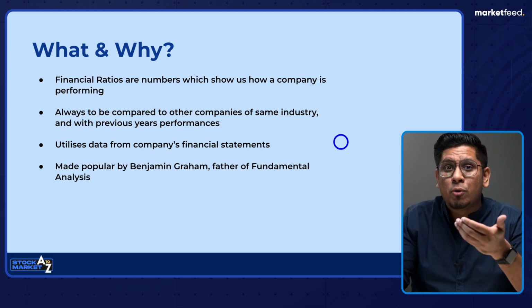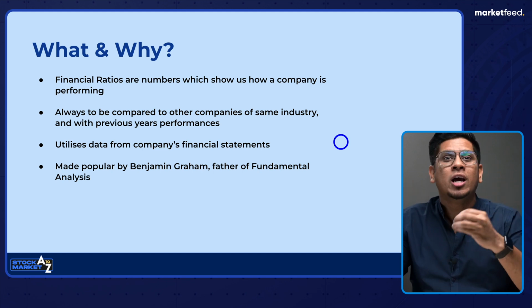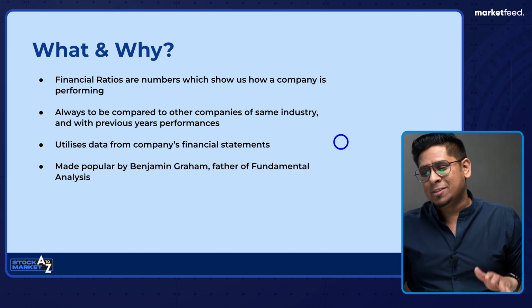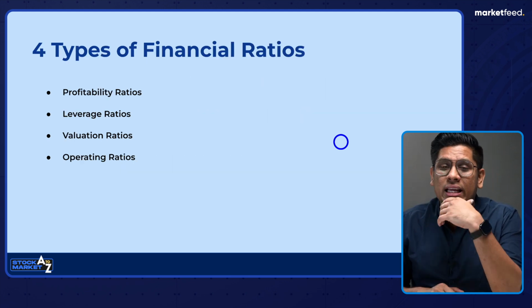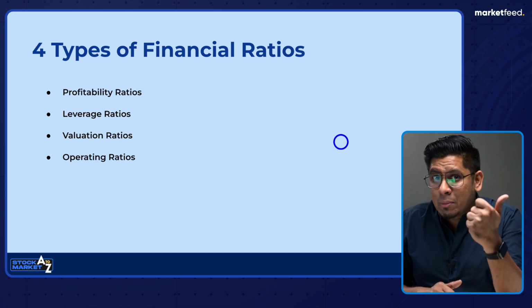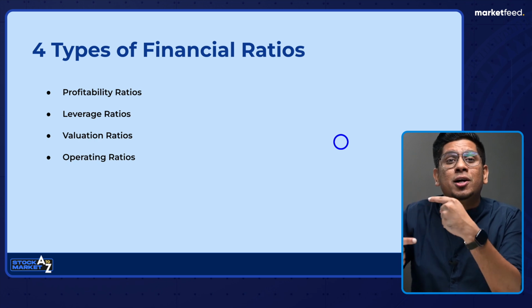Why is it important? Very clear, right? Because we need to analyze these companies. We need to know if they're good or not. So financial ratios will help us. As simple as that. Moving ahead, there are four types of financial ratios as we discussed in the last video as well. One is profitability ratios. Those are numbers or ratios which talk about the profitability of the company.